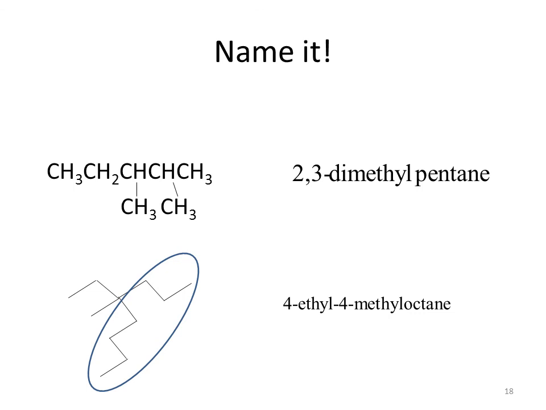I can number the system either from the bottom, which would be 1, 2, 3, 4, 5, 5 ethyl methyl, or I can number it from the top, which would be 1, 2, 3, 4, 4. So I'm going to choose from the top because that's the lowest numbers. And remember, you list your substituents in alphabetical order, so we do 4-ethyl, 4-methyl octane.